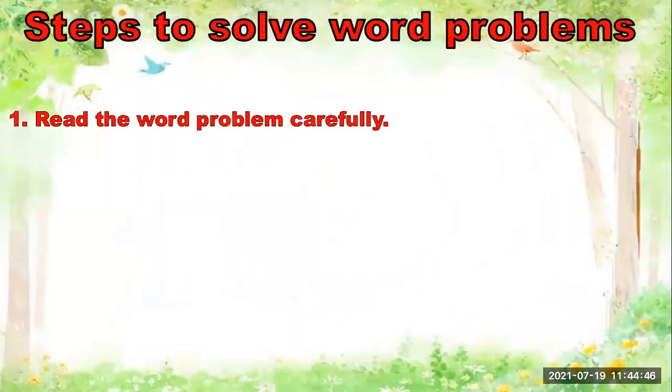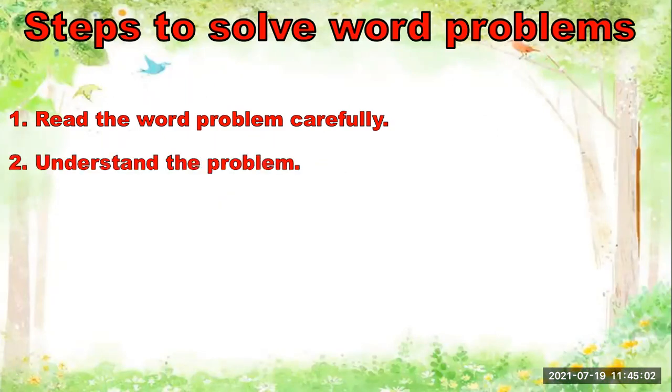Here are the steps to solve word problems. Step number 1, you have to read the word problem carefully. So of course, you must know how to read. If you don't know how to read, that's a big problem for you. Now, you have to read the word problem carefully. This is step number 1. And for step number 2, you have to understand the problem. After you read, don't just read. You have to understand what you're reading. Okay? It's like when you eat, you have to eat and digest so that you will get vitamins from it.